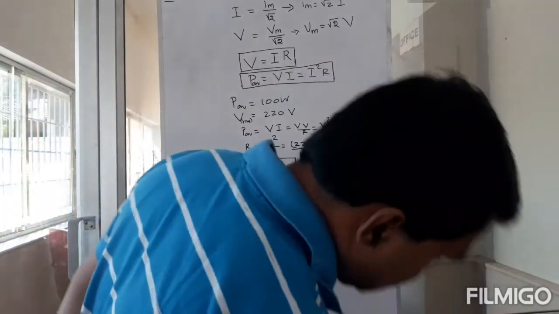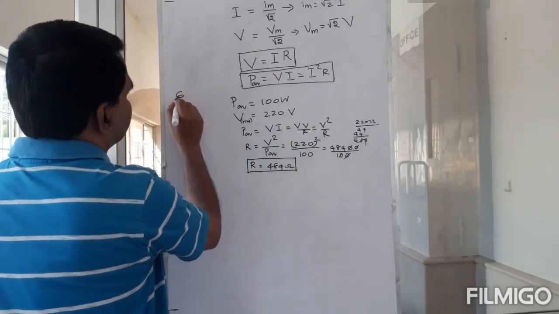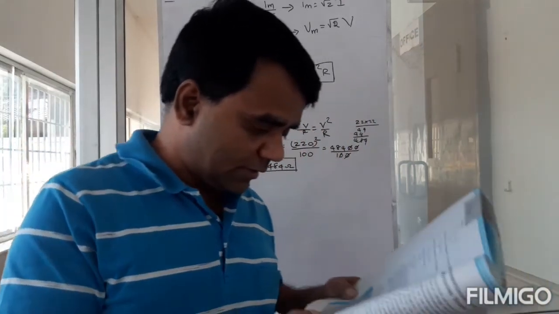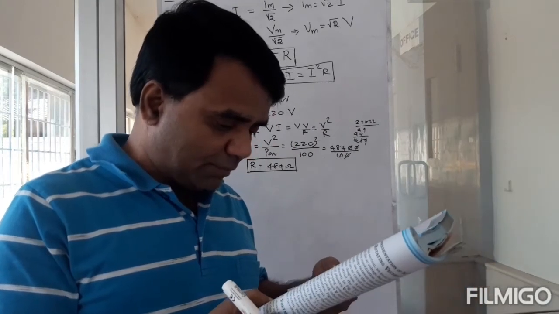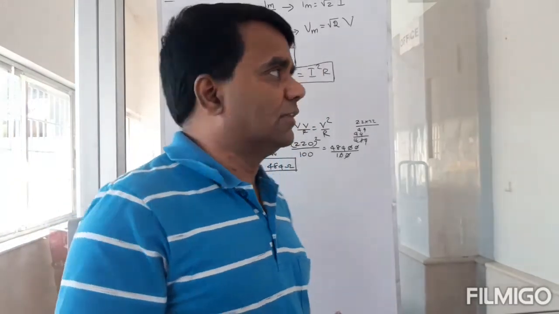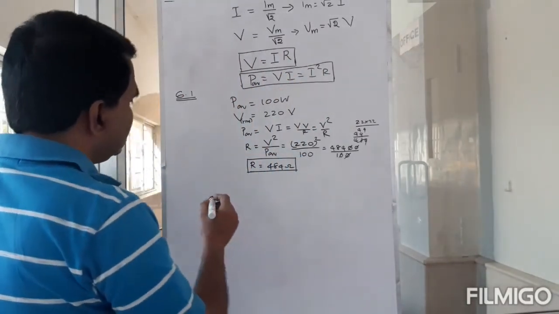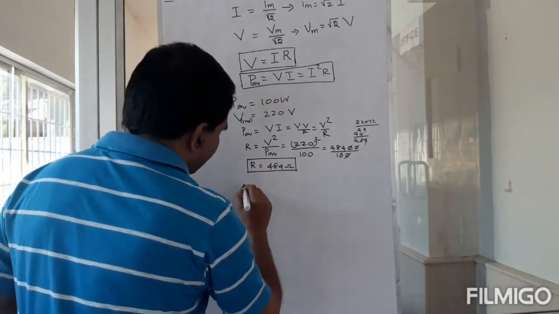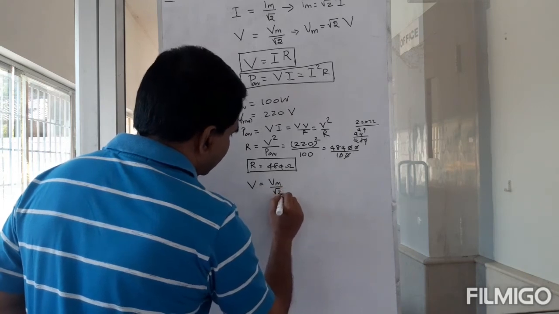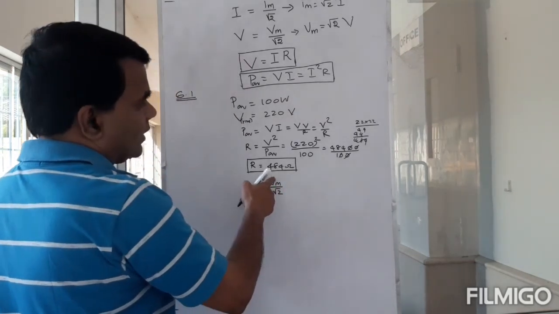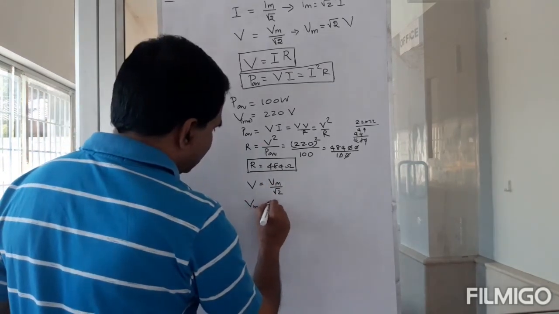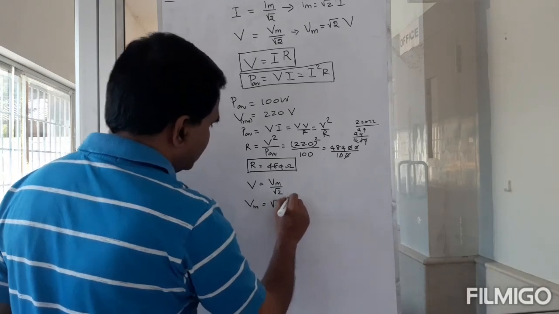This is example 6.1. And what is the second part? The second part is the peak voltage of the source. What's the peak voltage? Okay. So we know this. V is equal to Vm by root 2. This is RMS and this is Vmax by root 2. So what is Vmax then? So Vmax is equal to root 2 times V.